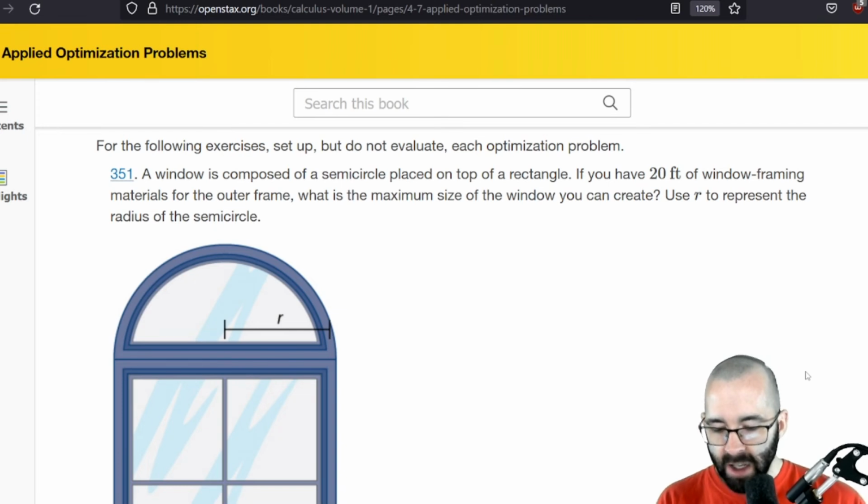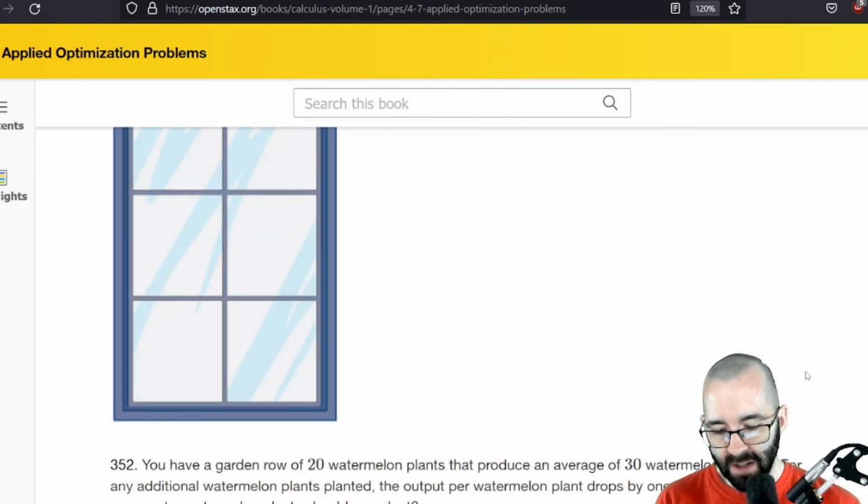So set it up, but don't solve the optimization problem. We have a window. That semicircle in the picture is on top of a rectangle. We have 20 feet of window framing for the outer frame. What's the maximum size of the window that we can represent?